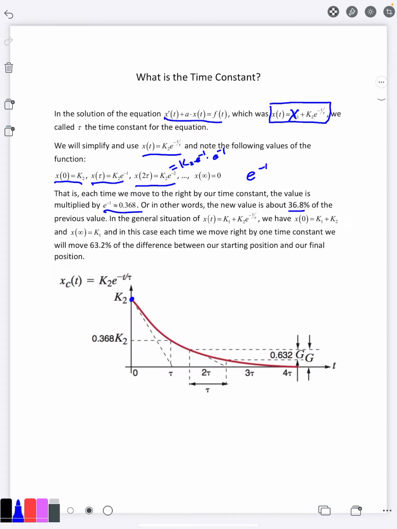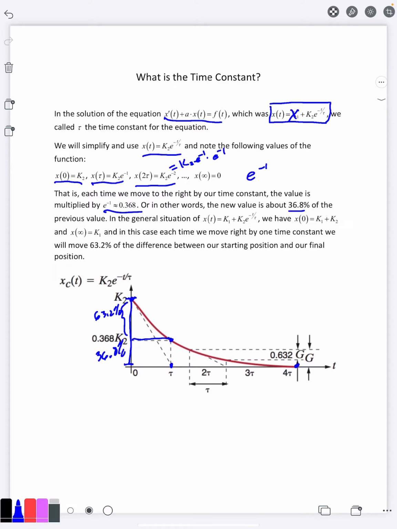Let's take a look at the picture down here. If we start at the value k2 and we're heading towards 0, because that's what the limit is going to be here, then after we go to the right 1 time constant, this value here is about 63% of the way towards 0. The new result is about 37% of the previous result. So in the total distance from k2 to 0, we've traveled approximately 63.2% of it, and there's still the remaining 36.8%.